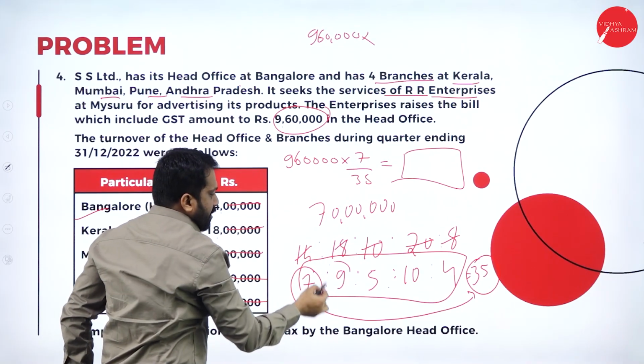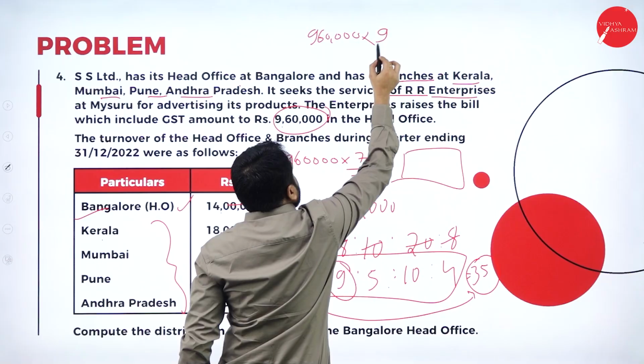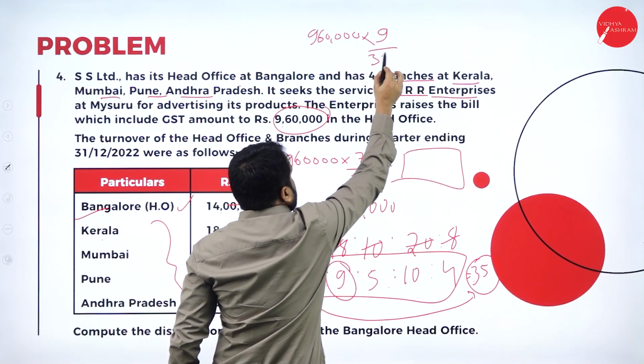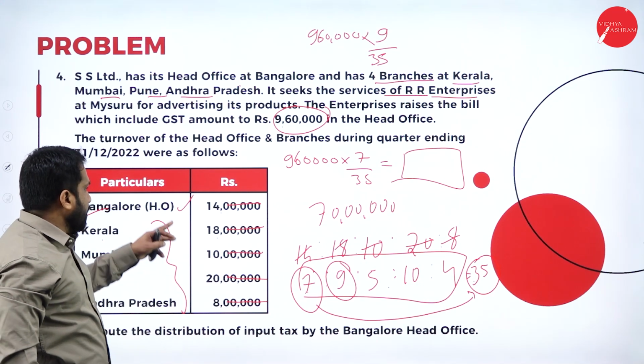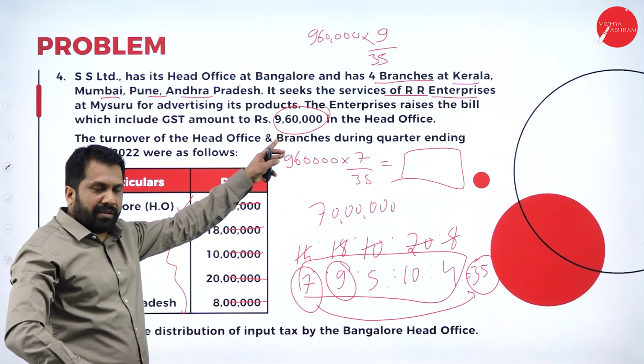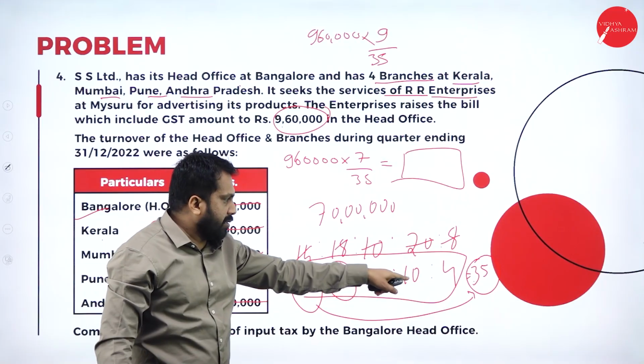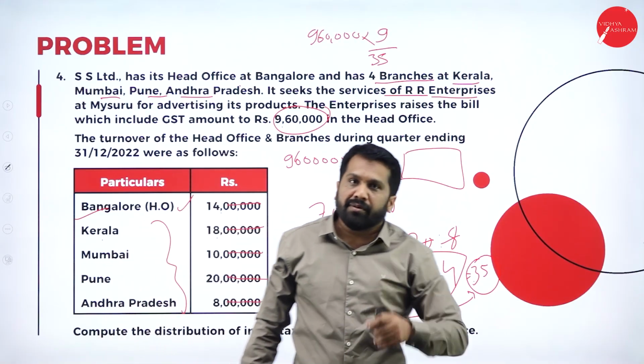Similarly, when you are doing for Kerala, 9 lakh 60,000 into, what is the answer? Kerala, 9. What is the total? 35. This much only your calculation. Hope you are clear. Take 9 lakh 60 as a common. Take individually, divide by total. Then you will get your answer.